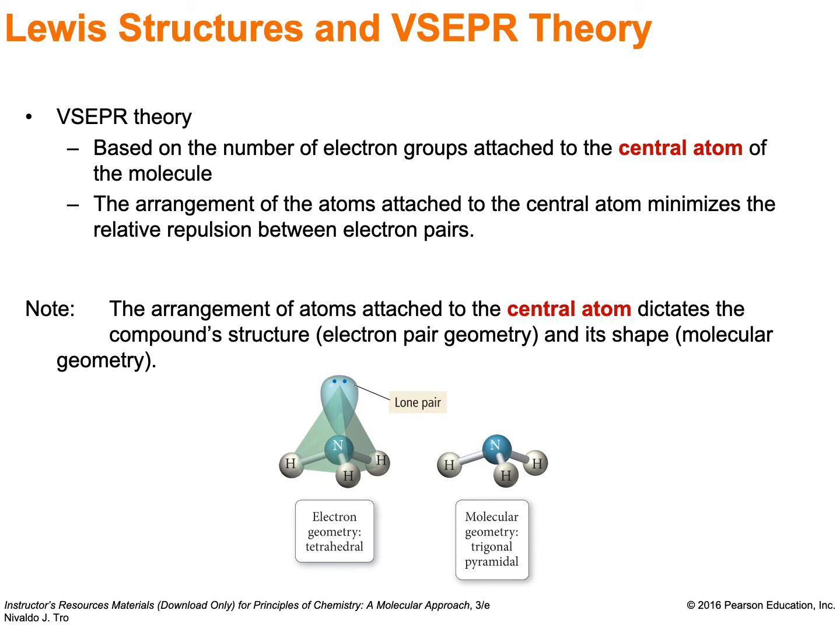VESPR theory predicts geometries based on the number of electron groups attached to the central atom. The arrangement attached to the central atom minimizes the relative repulsion between electron pairs. Now let's take that example from the previous slide, ammonia, NH3. It has 3 areas of electrons for the bonds attached from the nitrogen to each of the hydrogens. It has a 4th area of electron density associated with the lone pair. These are not equal areas of density. It turns out that the lone pair repulsive forces are slightly greater than those in the bonded pairs because they are not being shared by the 2 nuclei of the atoms on each end of the bond.